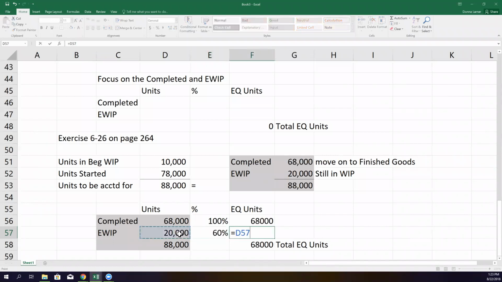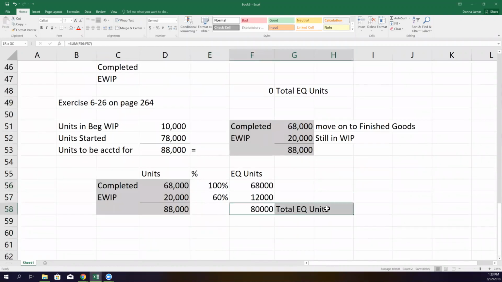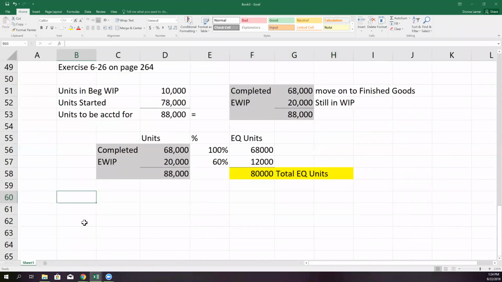So we have 20,000 units that are 60% complete, which is the same as making 12,000 units from beginning to end. So we have 68,000 equivalent units from the stuff that got transferred out and 12,000 from the ending inventory. So we say we have 80,000 equivalent units. And from that, I can turn it into how much did we spend to make these products.